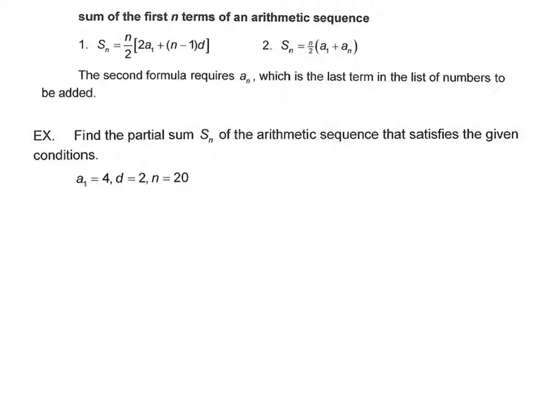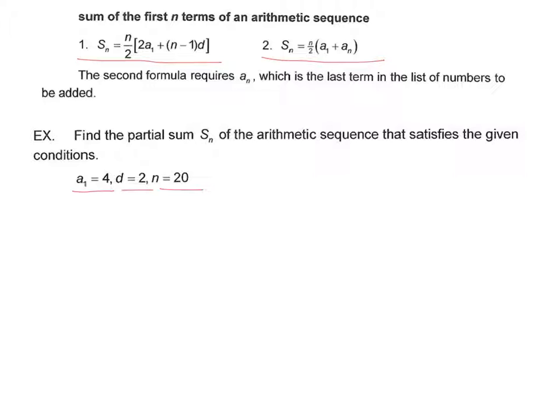Now, if we want to add up some of the terms in the sequence, we have two formulas depending on what information we have. So you can see each formula. The second formula requires we have A sub n, which is the last term in the list of numbers added. Our first example says find the partial sum, S of n, of the arithmetic sequence that satisfies the given conditions. So we have A1, which is 4. We have D, which is 2. We have n, which is 20. We have everything we need to do the first formula.